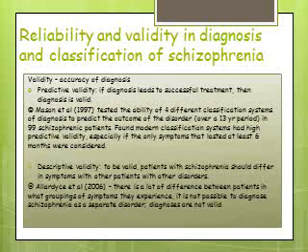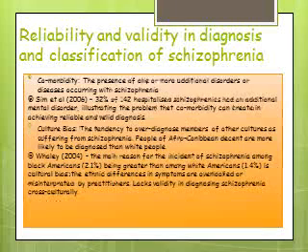Descriptive validity: to be valid, patients with schizophrenia should differ in their symptoms from patients with other disorders. Now, Allardyce found there are a lot of differences between patients in what groupings of the symptoms they can experience. So it's not possible to diagnose schizophrenia as a separate disorder, and therefore the diagnoses are not valid.